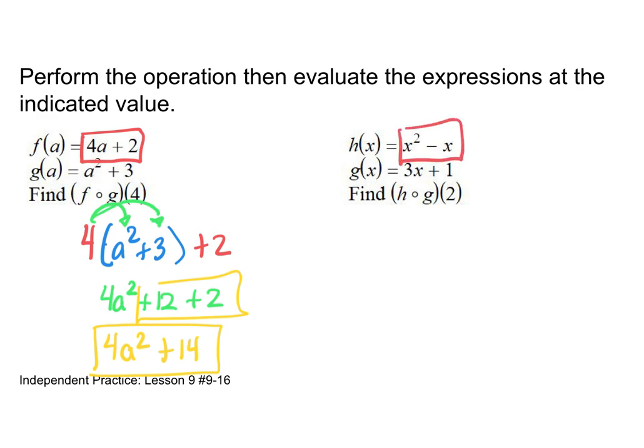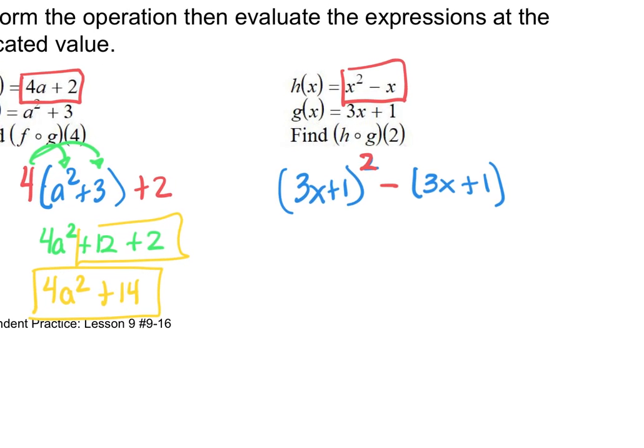One last problem. X squared. So 3x plus 1, squared, minus 3x plus 1. Don't forget to distribute, to rewrite the 3x plus 1 and then double distribute. We must follow order of operations. We have to distribute before we can subtract. Things will not cancel out here.